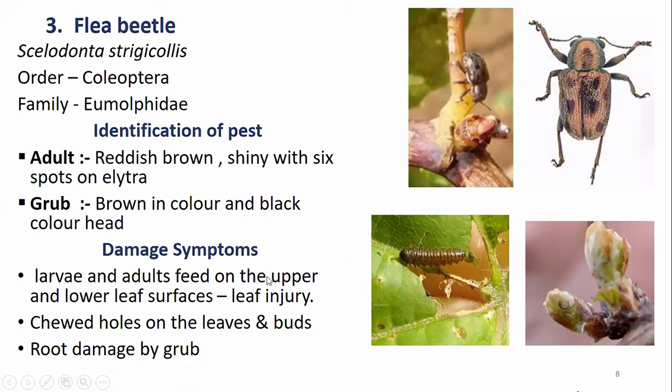Then the damage symptoms. Larvae and adults feed on the upper and lower surfaces of the leaves. Here they feed on the leaf and make injury. Shot holes appear on the leaves and buds. Here you can also see the damage symptoms on buds, and root damage by the grub. The grub mostly affects the root part.